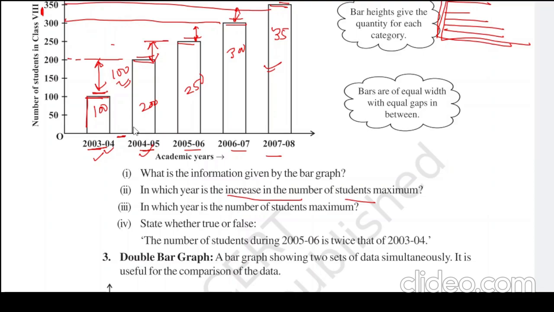In which year was the number of students maximum in class 8? So this one, 2007-8. State whether true or false: the number of students during 2005-6 is twice the number of students in 2003-4. So in 2003-4 we can directly get from this chart the number of students was 100. In 2005-6 the number of students was 250. So it's not true. This is not twice, I think it is more than twice.